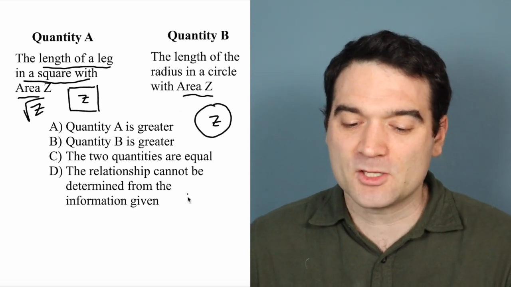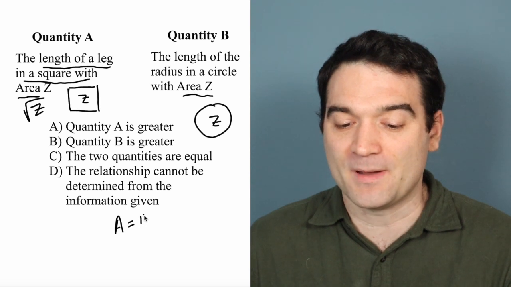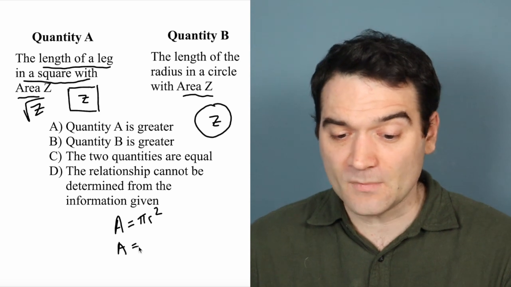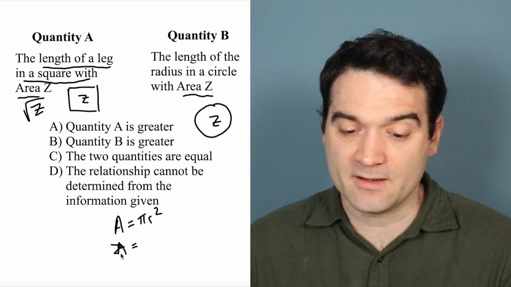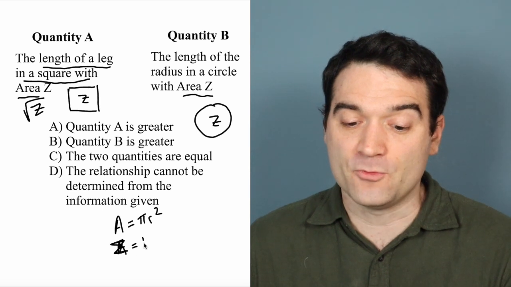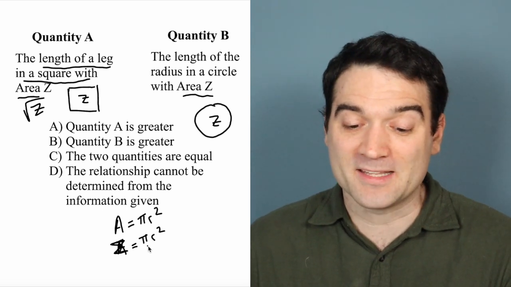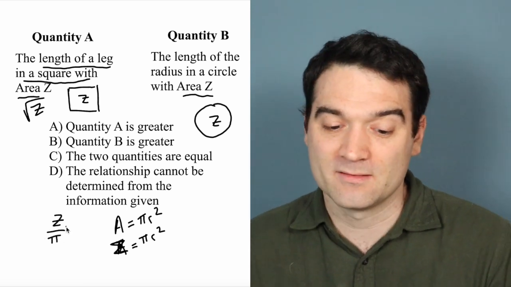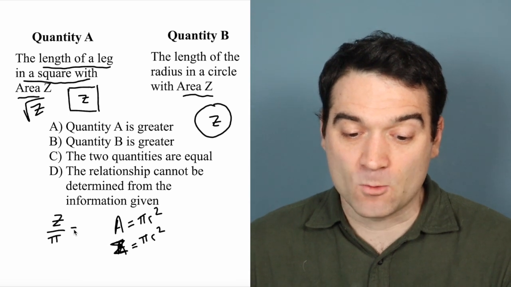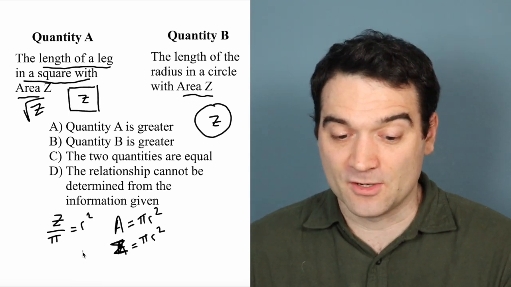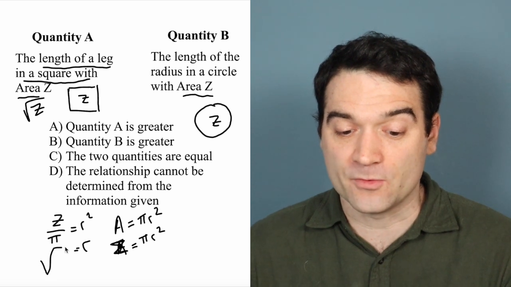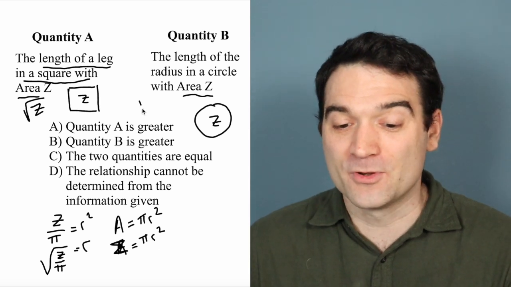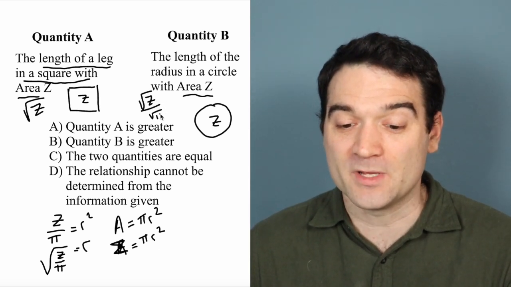All right, how about this one? Well, let's write the formula for the area of a circle. The area of a circle is pi r squared. So what it's telling us is that the area of this circle is going to be z, right? The area of the circle is z, and that's equal to pi r squared. If I want to get the radius by itself, I'm going to do z divided by pi, right? Z divided by pi equals r squared, and take the square root of that. So r is equal to the square root of z divided by pi, or the square root of z divided by the square root of pi.